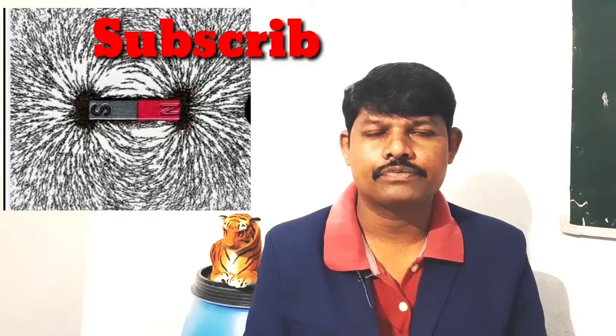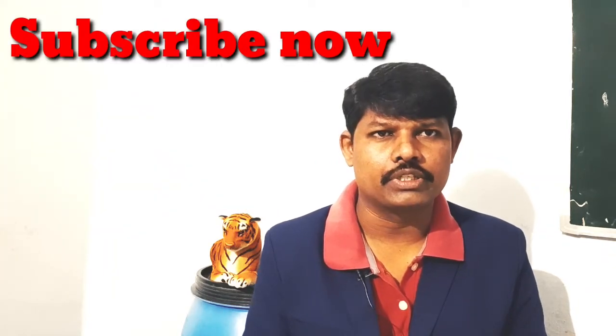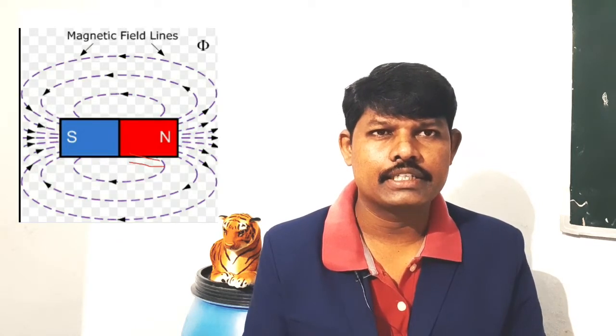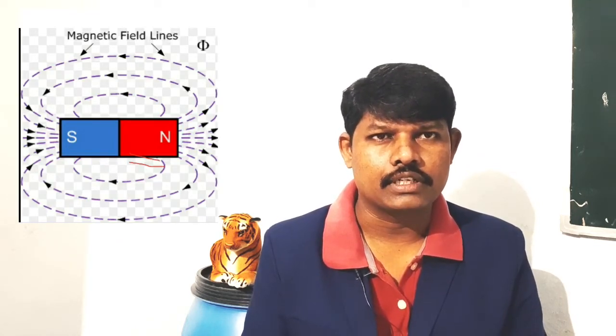After that, change the direction of the bar magnet and again do the same. Touch the paper gently with a pen or pencil. Again observe the pattern of the iron filings. For different directions, you will observe different patterns. So around the bar magnet, you will observe the imaginary field lines.